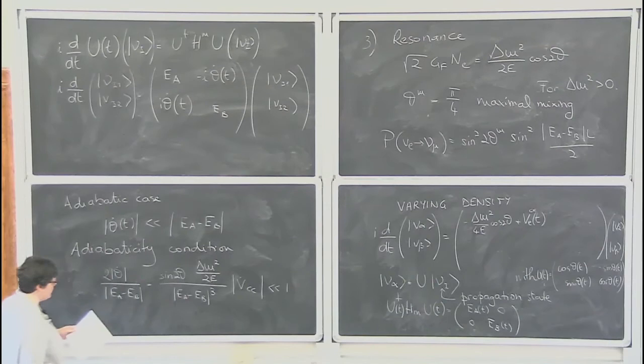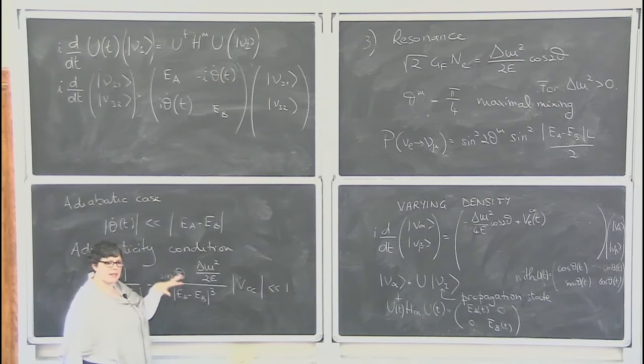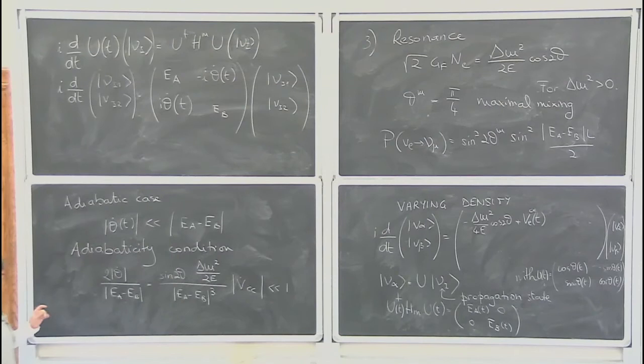So you see, it's energy dependent, so there will be energies for which I can satisfy these conditions and energies for which I cannot. In fact, in the sun, for sufficiently low energies, this is satisfied, and then there are energies for which the adiabatic case is not. In fact, this is very important when I try to analyze the results of solar neutrino oscillations.